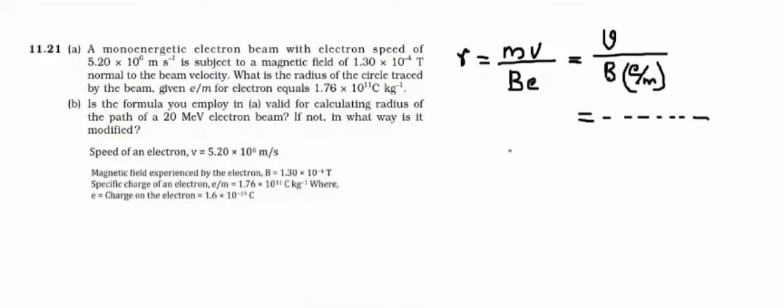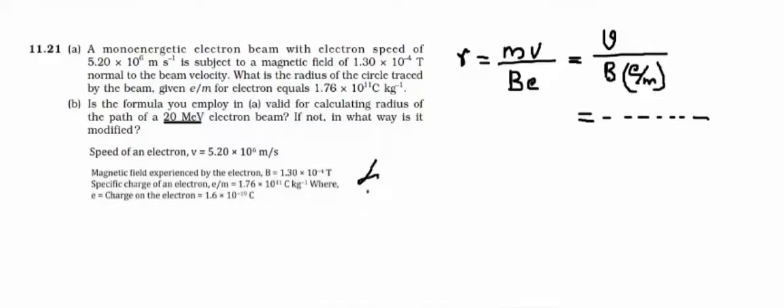Again, here in part B you can see there is a small change. Instead of accelerating voltage, here energy is given: 20 MeV. Now you have to calculate the same for 20 MeV energy. What do you have to do? Directly you can go for calculation.